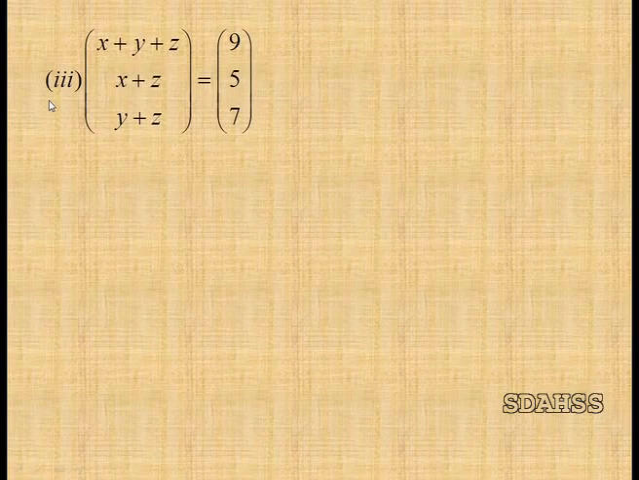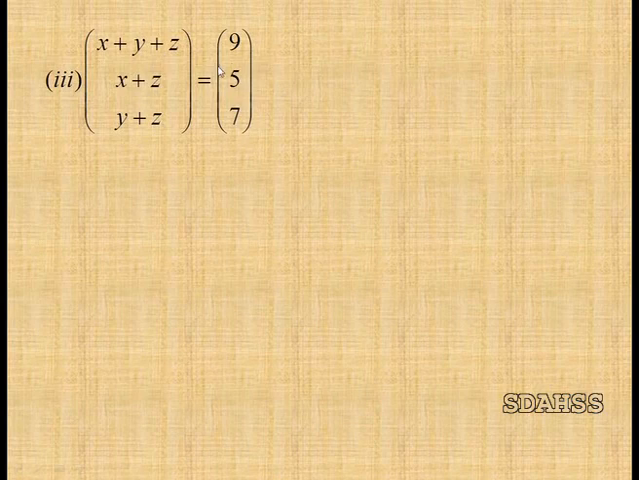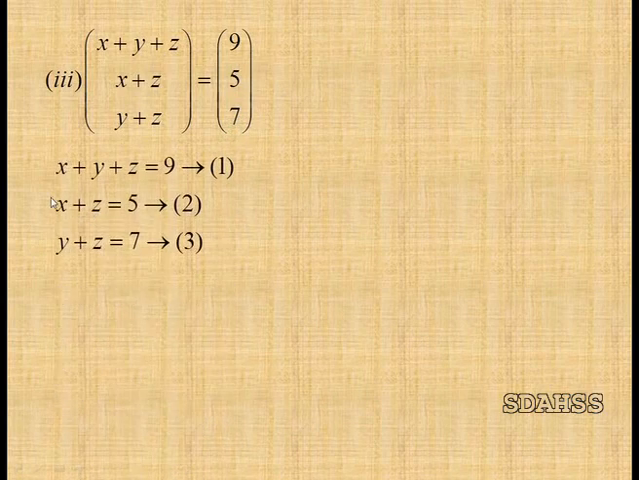Subdivision 3. The matrix [x+y+z, x+z, y+z] is equal to [9, 5, 7]. Here the matrices are equal, so the corresponding elements are equal. So we can write x plus y plus z equal to 9, x plus z equal to 5, y plus z is equal to 7.